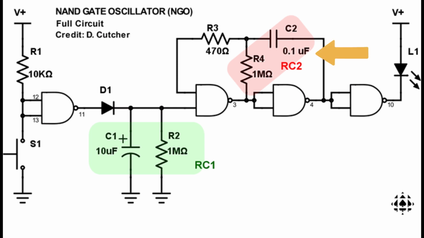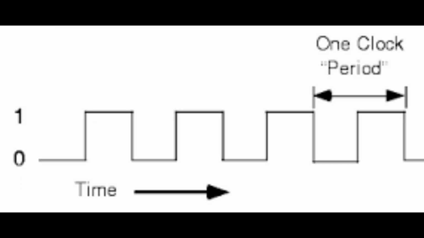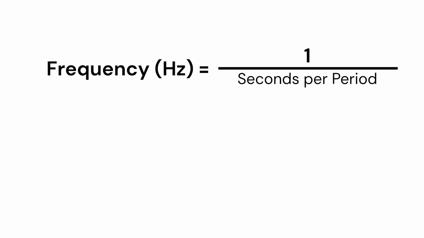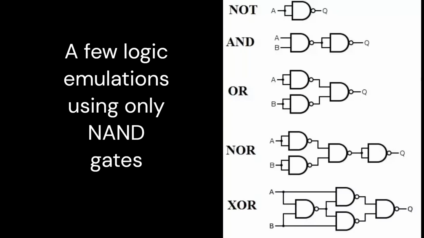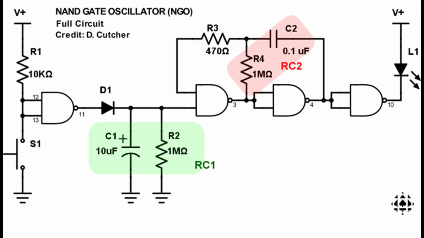RC2, on the other hand, is responsible for actually creating the clock signal and setting its frequency. A clock signal is a constant and balanced rotation between high and low through time. Frequency is the measurement of the speed of a clock signal and is calculated like this, with the unit of measurement being hertz. This section of the circuit does this by having the capacitor feed back on itself through some resistors and a NAND gate that is emulating the functions of an inverter.